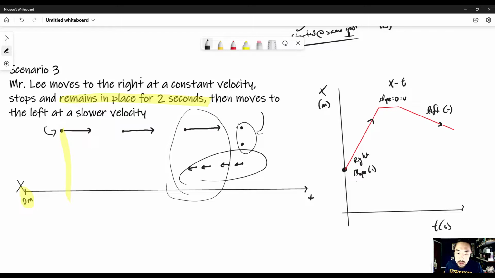Here my slope is greater. That means I'm moving faster. Then here, slope is less, which means I'm moving slower.